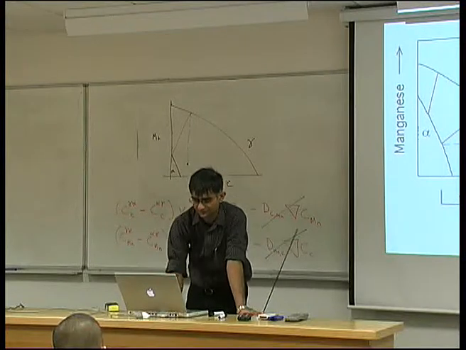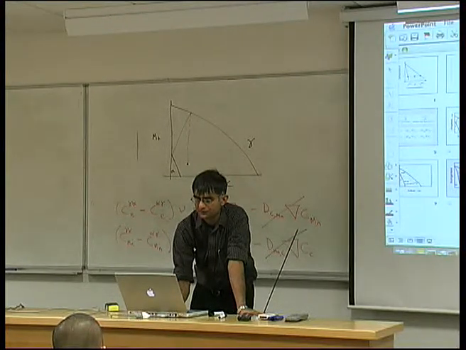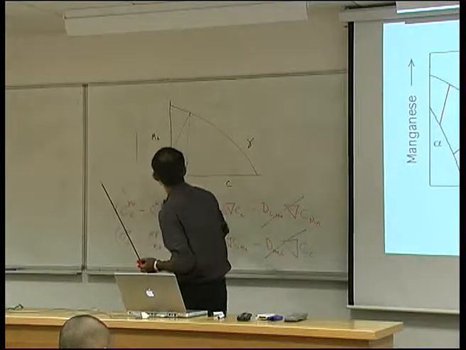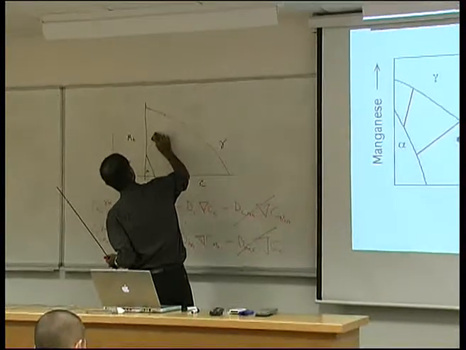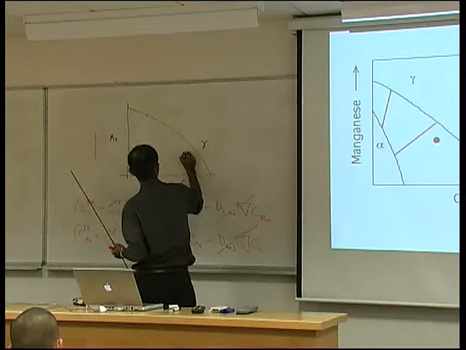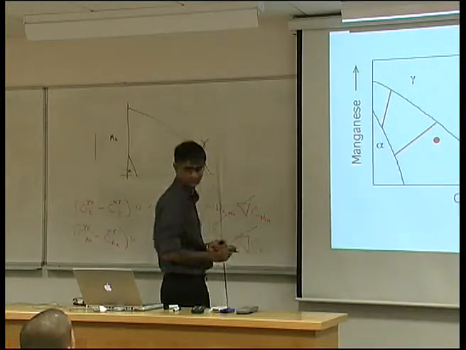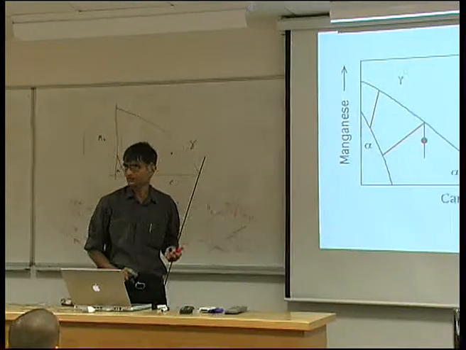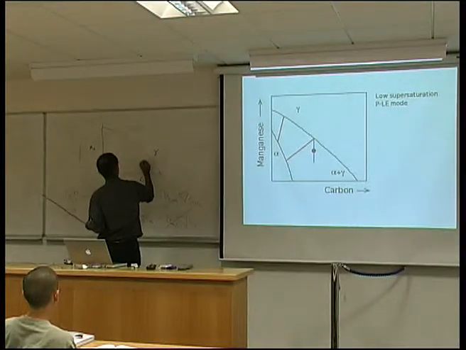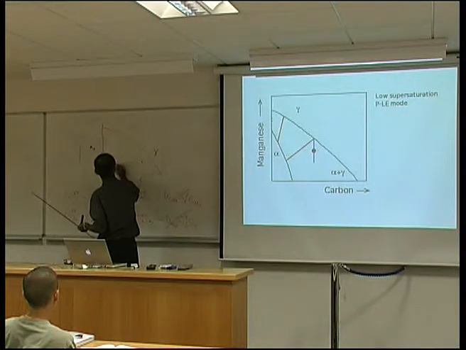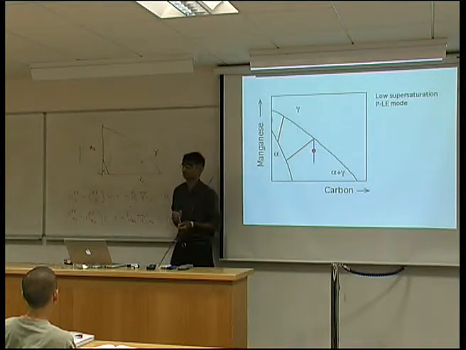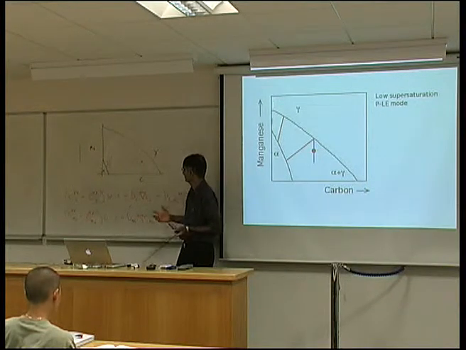Now, if I go back and try to do the same thing, I have an alloy here which is transforming at low supersaturation. In this case, we drew a vertical line, but I'm going to draw a horizontal line to pick the tie line. Anything wrong with that? Exactly, that's not possible either.